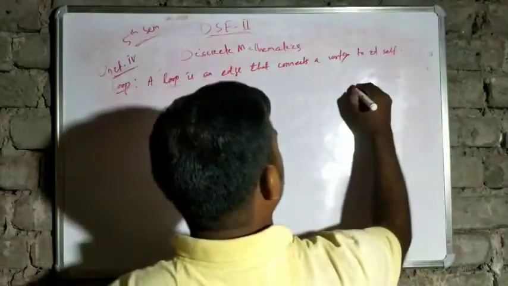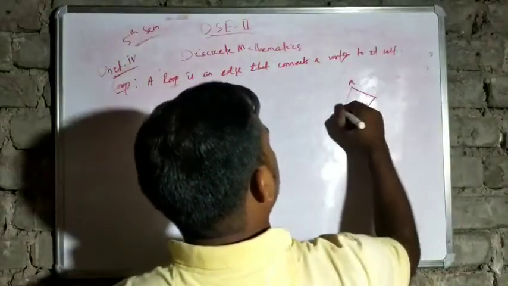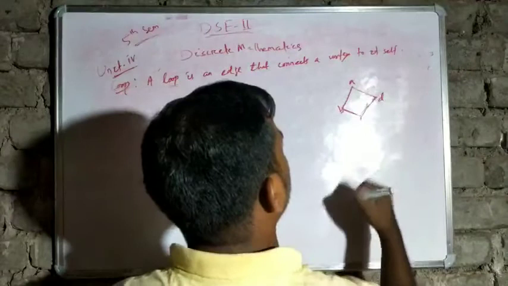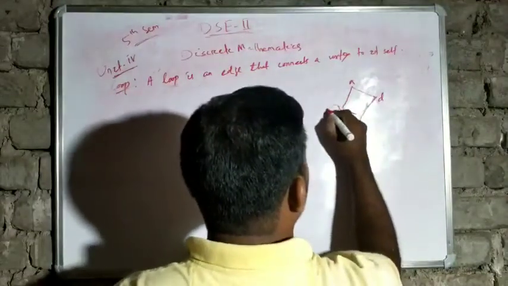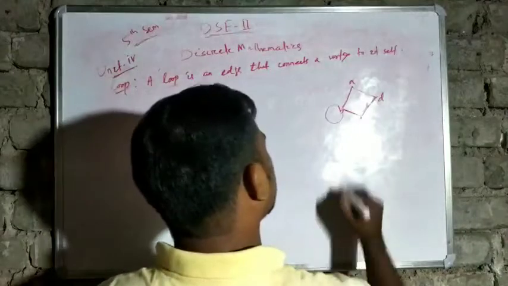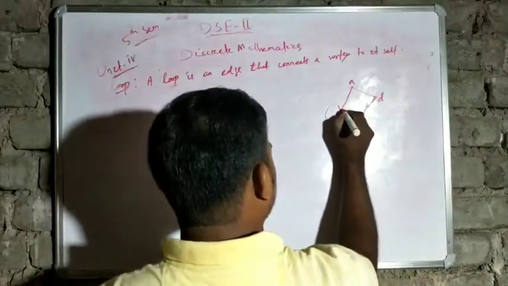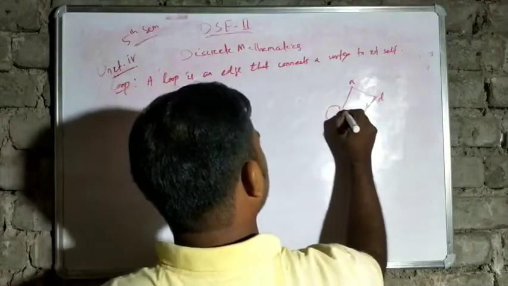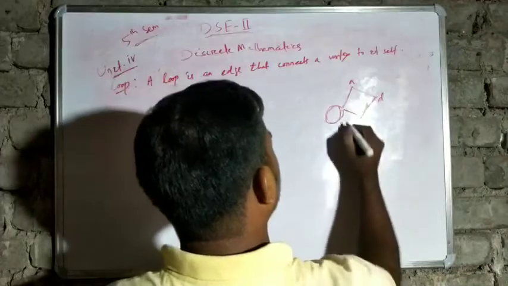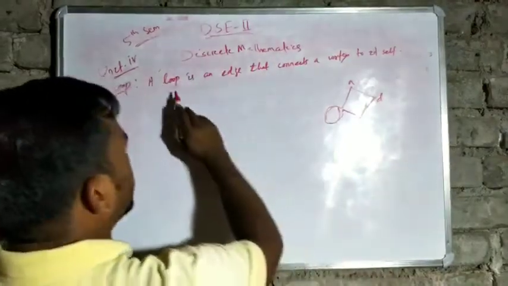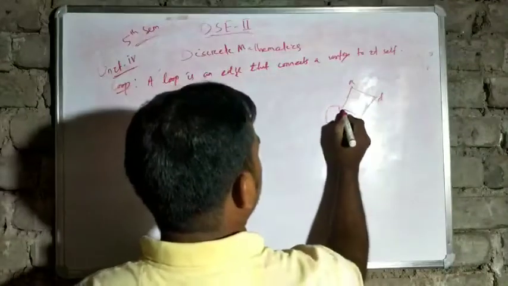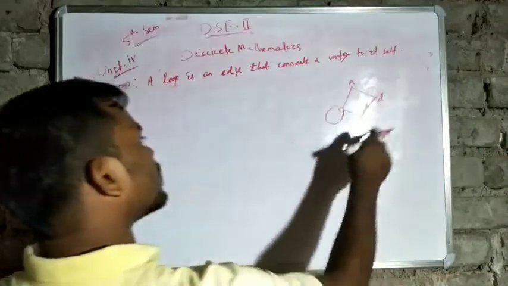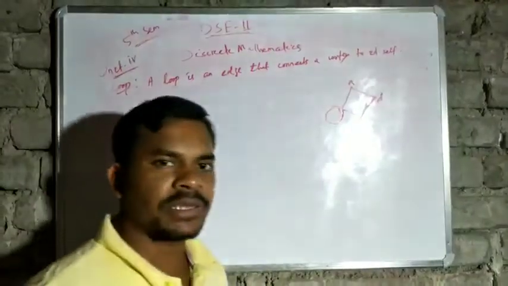Suppose this is a graph. So here this is an edge, this is an edge, this is an edge, this is an edge. And what is a loop? Suppose I draw here, this is a loop that starts from B and again comes back to B. So a loop is an edge that connects a vertex to itself. Where it started, at that vertex it will end also. So that is the loop.